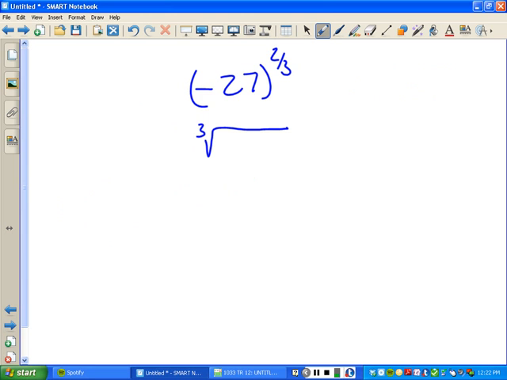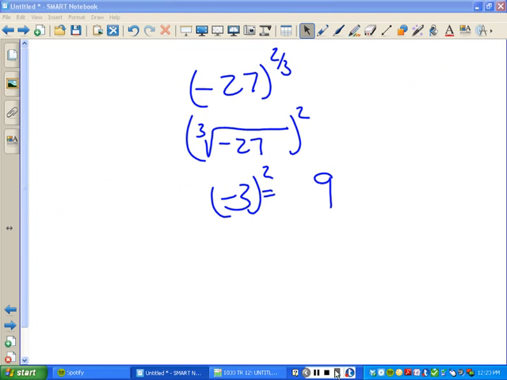Cube root, negative 27. We're going to raise this to the second. Now, a lot of people let that negative do crazy things with them. Don't. The cube root of negative 27 is negative 3. Negative 3 squared is positive 9. The number 1 wrong answer I see, if this were Family Feud, the number 1 answer is 1/9.